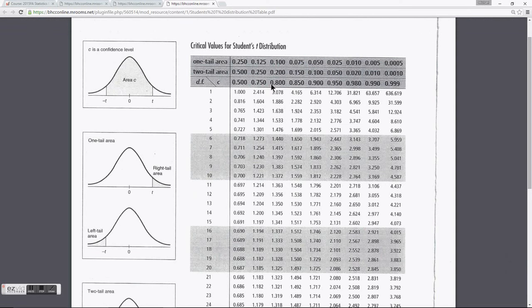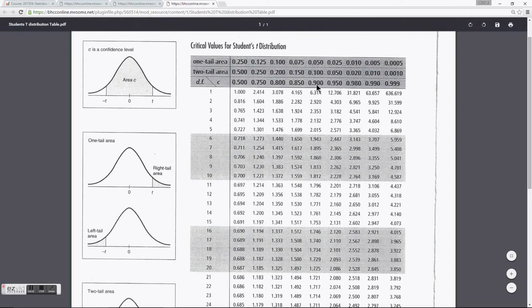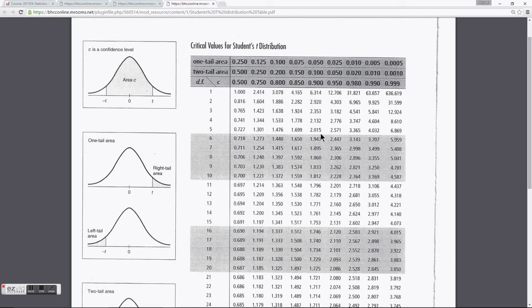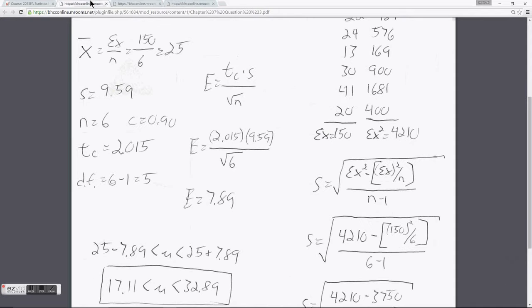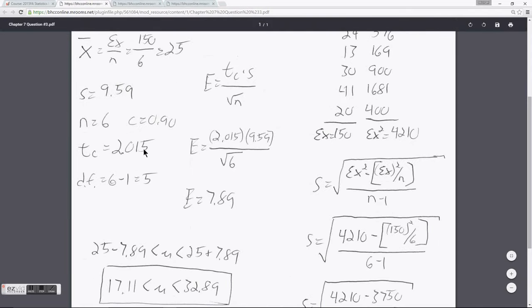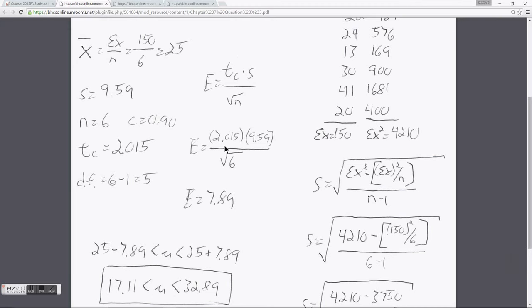On the third row, I'm going to look up my confidence level of 0.9, and I'm going to look up my degrees of freedom of 5 in the leftmost column, and I'm going to match up that row and that column, giving me a critical value of 2.015. That's the value I plug into my formula to calculate the margin of error. This gives me a margin of error of 7.89.